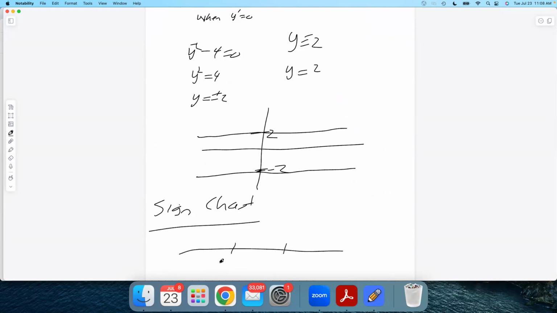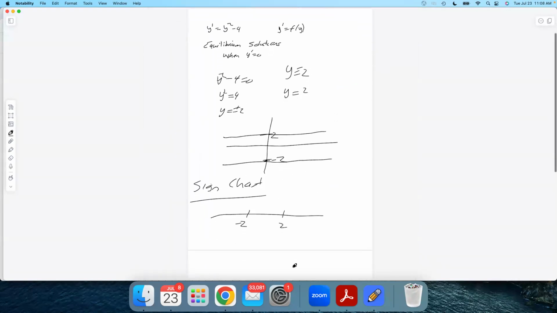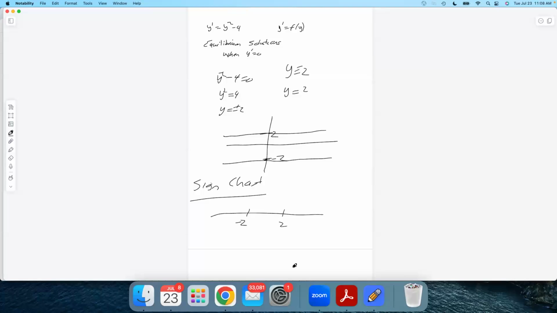This is a lot like what you did in Calc 1 when you were doing sign charts for the derivative, you need to find the shape of the graph. It's very similar, but now we're looking at y's instead of x's. So everything's going to be vertical instead of horizontal. Okay, so what I care about is the sign of my derivative. Are my little slopes going to be positive or negative? That's all I care about.